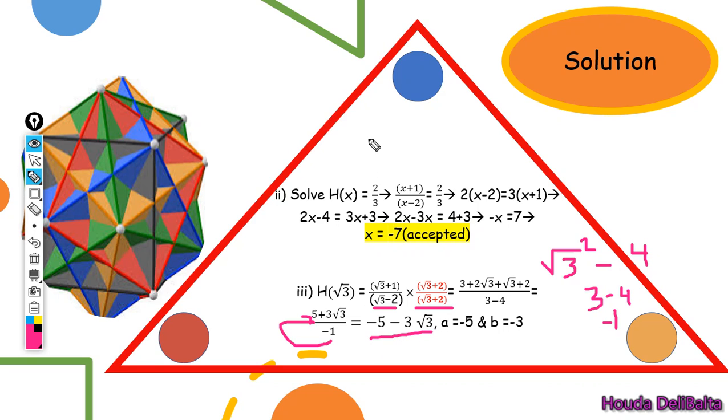The requirement is to write it in the form a plus b radical 3, and pay attention to that important idea. It's taking us back to radicals, to real numbers. So to find a, we have to look at the number that doesn't have a radical beside it. It is -5, so we take it with its sign. And plus b radical 3, then b is this -3. So a is -5 and b is -3.